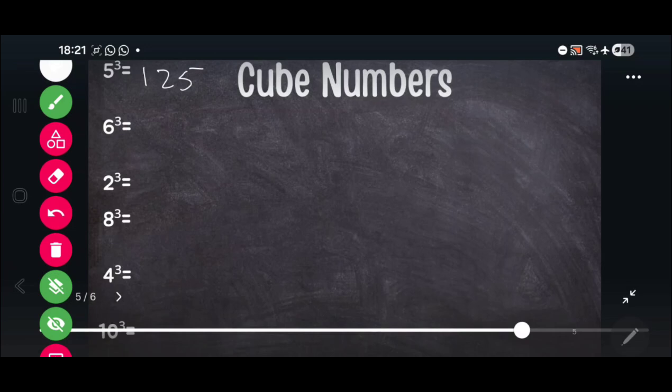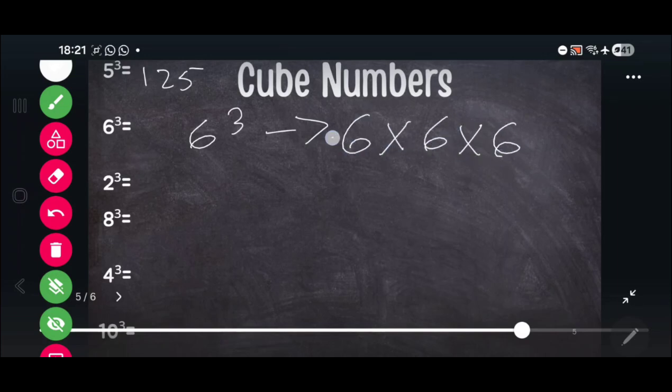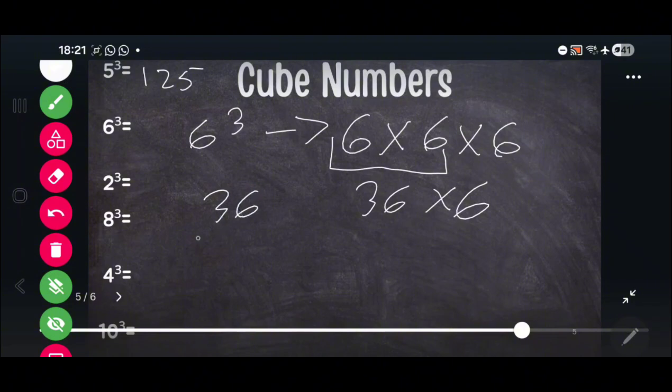So let's do the same for 6. We've got 6 to the power of 3, and then we can write that as 6 times by 6 times by 6. So when we partition it, we know that 6 times by 6 would be 36. Then we times that by 6. Let's do our long multiplication at the side over here. Times by 6. Get 6 times by 6, 36. Then we'll put the 3 over here. Then 18 add 3 would be 21. So let's write that down over here: 216.